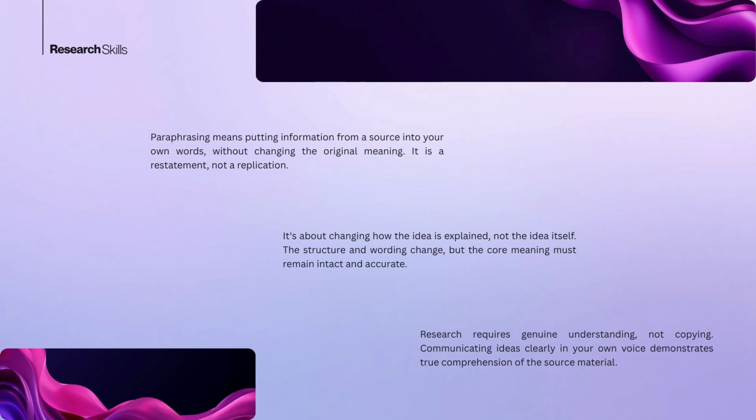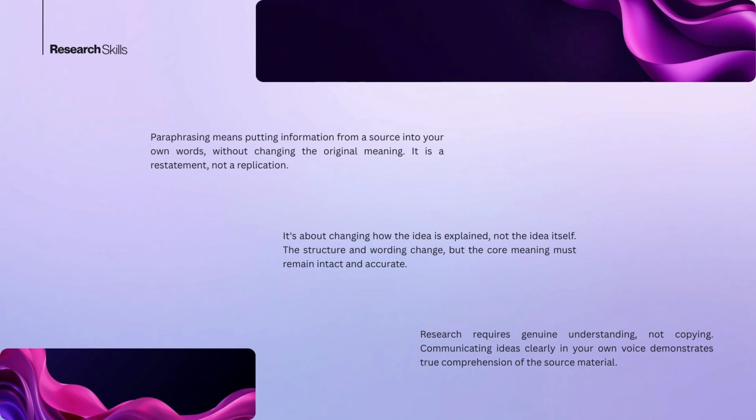This is important because research is not about copying information. It is about understanding information and communicating it clearly. Paraphrasing helps demonstrate that understanding. Let's look at a simple example.